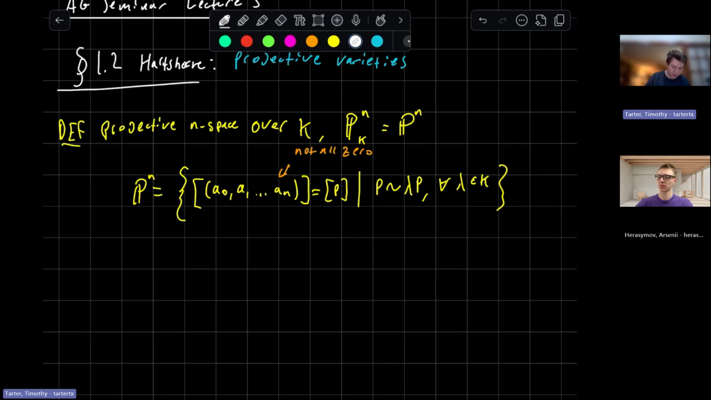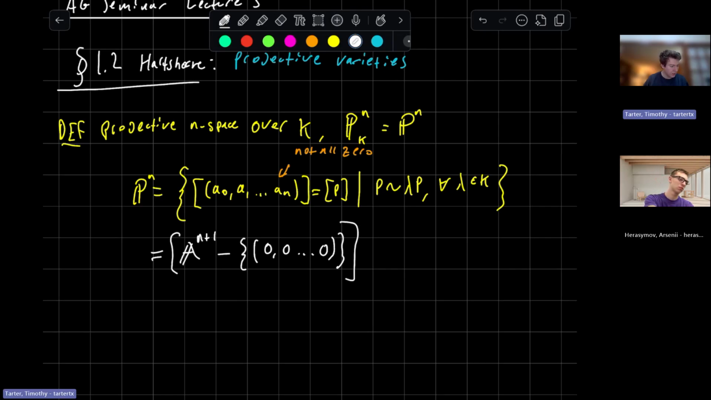So let me write this in a more explicit way, that for algebraists, this will make more sense. So it's the affine n plus 1 space minus the literal 0 point. And then really this is going to quotient by all of the points which lie on the same line through the origin. So here we do have an idea of 0. This is kind of what differentiates affine space from projective space.